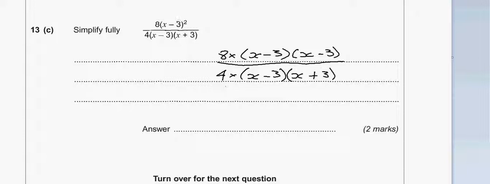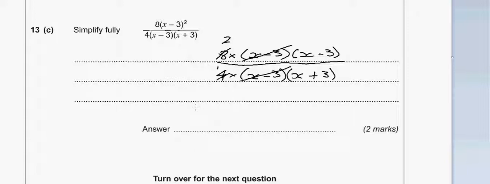Okay, so this is what we've got up here. They've just squared this to make you think a little bit more. So it's this times this times this over this times this times this. Now because everything's being multiplied, this and this can cancel. It really is as simple as that, because x minus 3 and x minus 3 are common. Now 4 goes into 4 once and 4 goes into 8 twice. So this leaves me 2 lots of x minus 3.